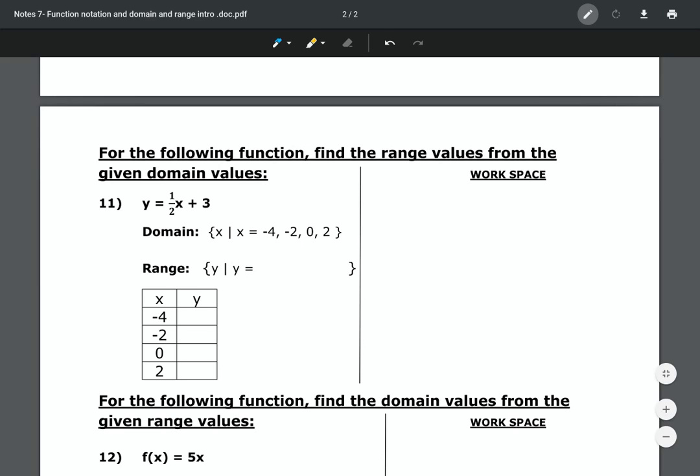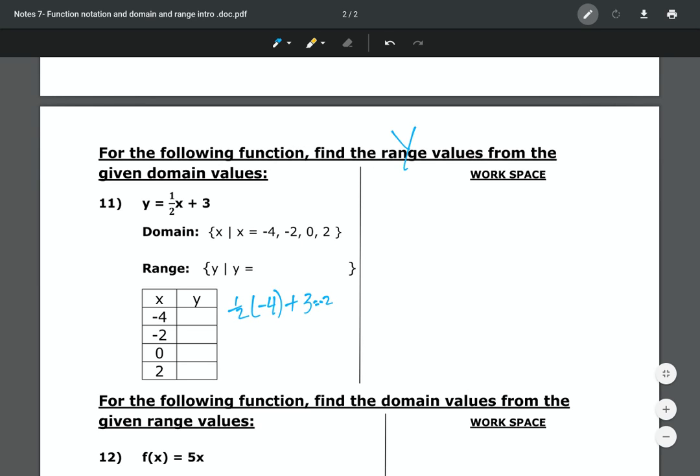Going on to problem 11, it says for the following function, find the range values from the given domain values. So this is where you would take half of negative 4, so half of negative 4 plus 3. So a positive times a negative is going to give a negative. So whatever we get here will be a negative. So half of 4 is 2, but it's a negative. So negative 2 plus 3.